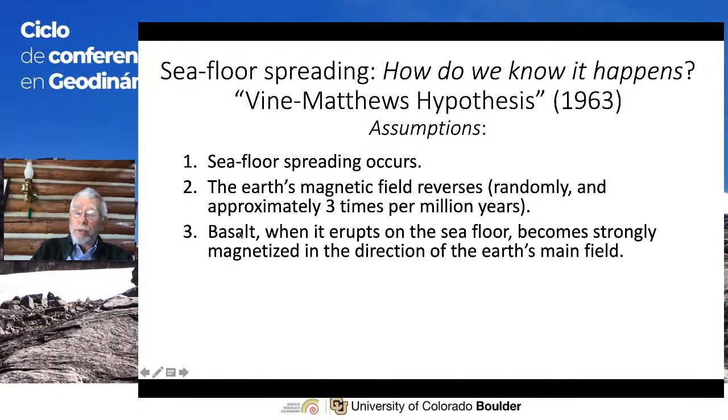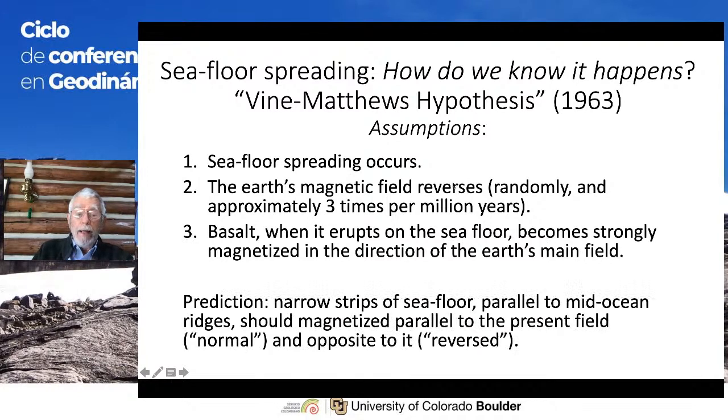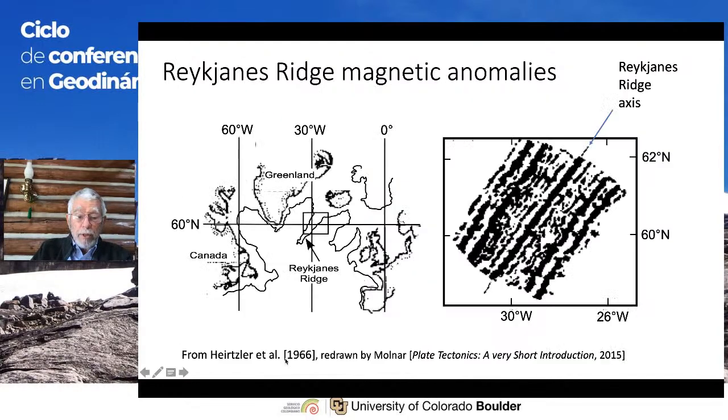And basalt, which is the rock that forms at the seafloor, when it erupts on the seafloor, becomes strongly magnetized in the direction of the Earth's main field. These three assumptions made a prediction that there would be narrow strips of seafloor parallel to mid-ocean ridges that should be magnetized parallel to the present field and opposite to it. So strips magnetized parallel and strips magnetized anti-parallel. They should see that. And although this paper was published later, in 1966, it shows this effect quite well.